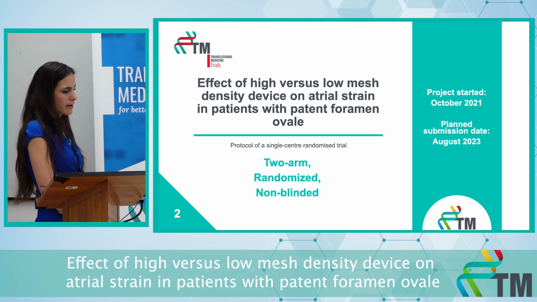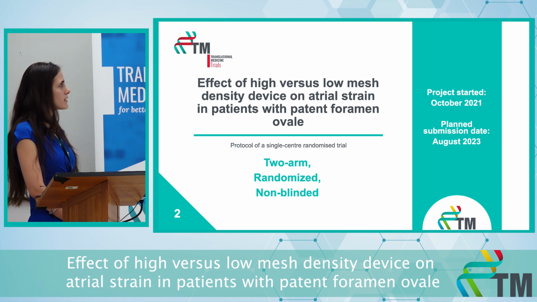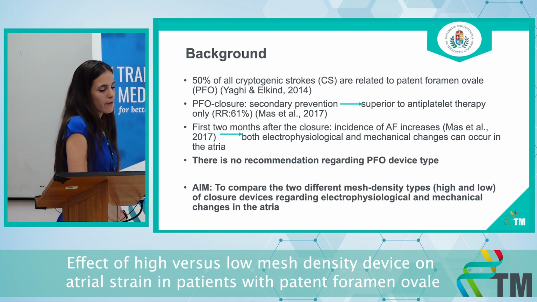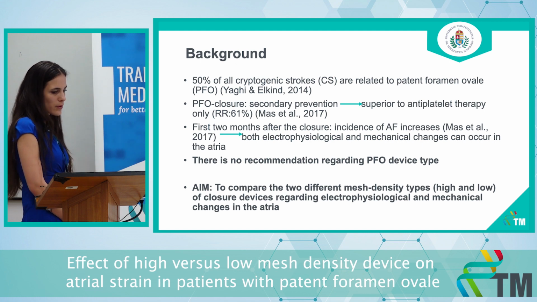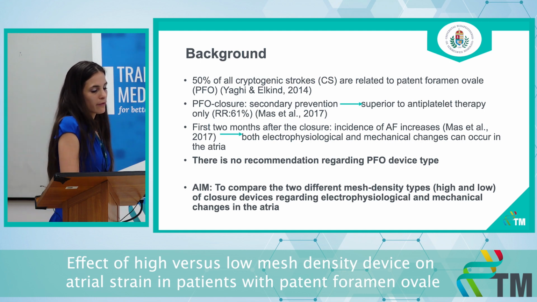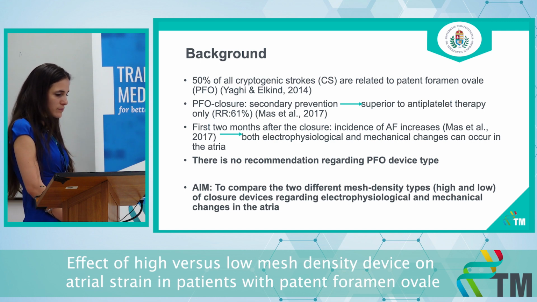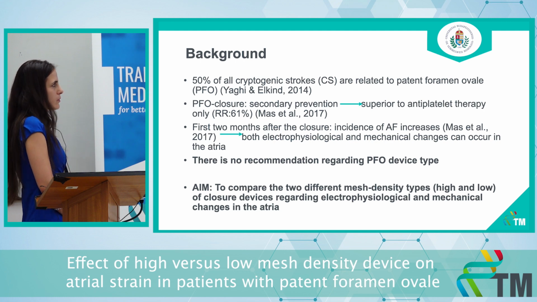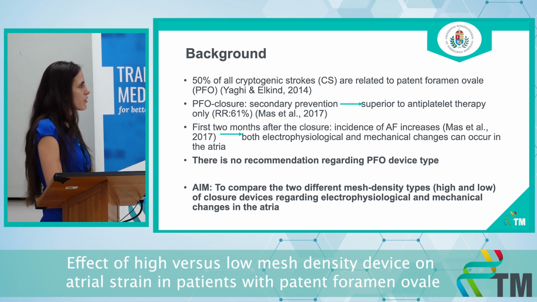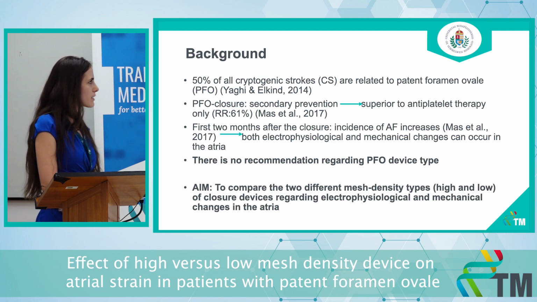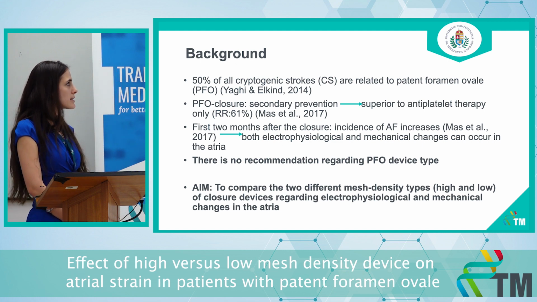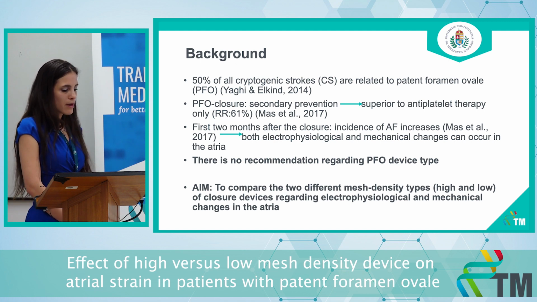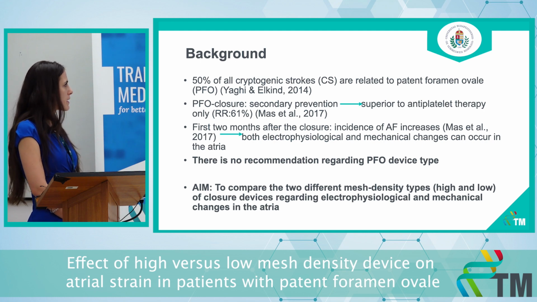My second study is a protocol of a single center randomized trial. We are investigating the effect of high versus low mesh density device on atrial strain in patients with patent foramen ovale. About half of all cryptogenic strokes are related to patent foramen ovale, and PFO closure is superior to antiplatelet therapy only in these patients, but we know that after the first 2 months of the PFO closure, the incidence of atrial fibrillation increases, so maybe both electrophysiological and mechanical changes can occur in the atria, but there is no recommendation regarding the PFO device type.